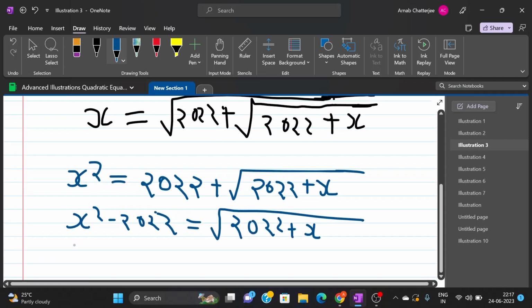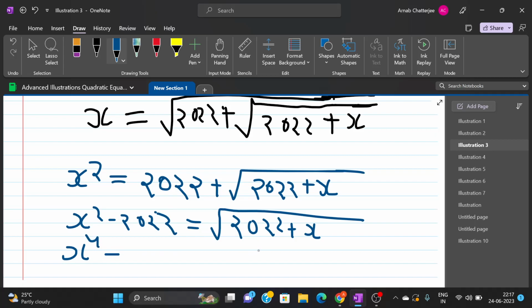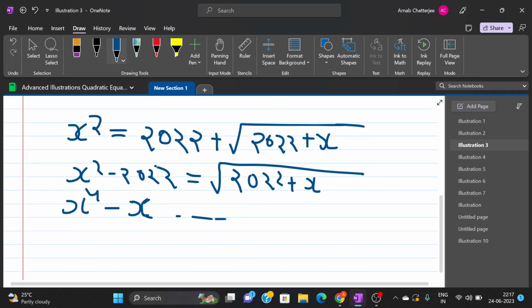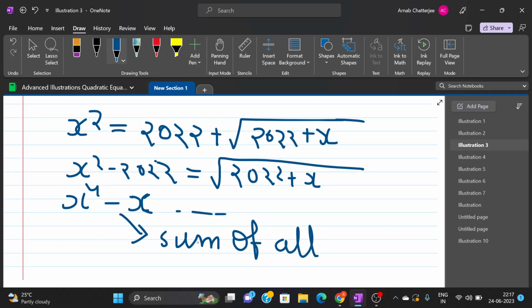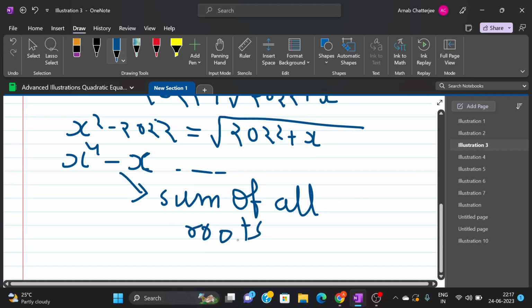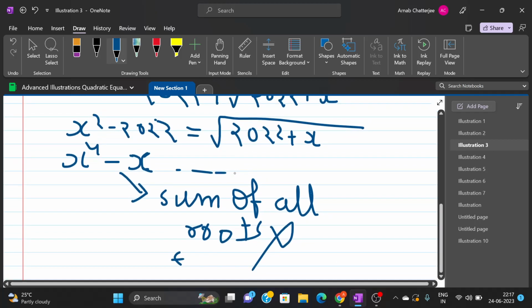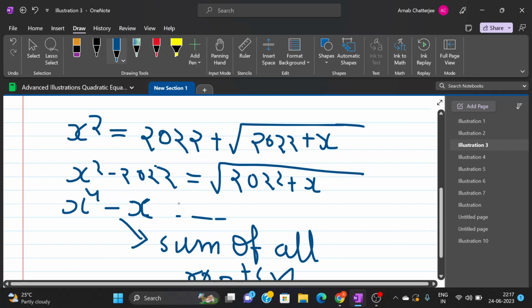Okay. So now we will have an equation like x to the power 4 minus x here, and something which we do not consider or care about since we have to find the sum. But if I directly use the formula of sum of the roots, this will give me the sum of all roots, not the sum of real roots. I don't want the sum of all roots. I want the sum of real roots. So proceeding like this is very bad.